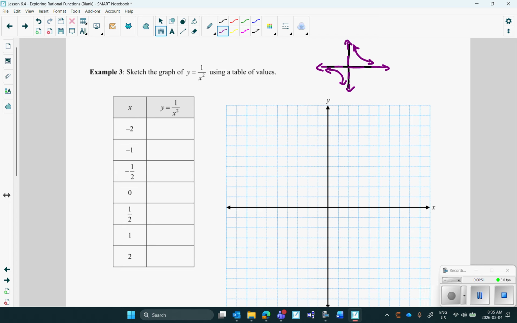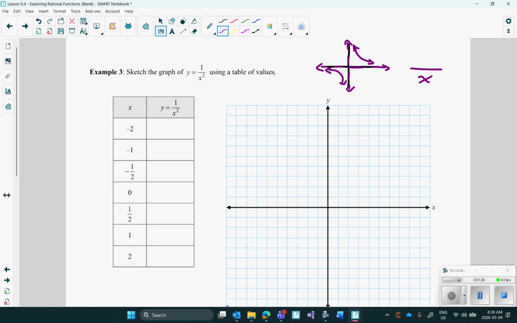Okay. All the ones we did up to now had just an x in the denominator. What happens if there's an x squared? Well, there's three cases. And the first one we're going to look at is, what if we have y equals 1 over x squared?